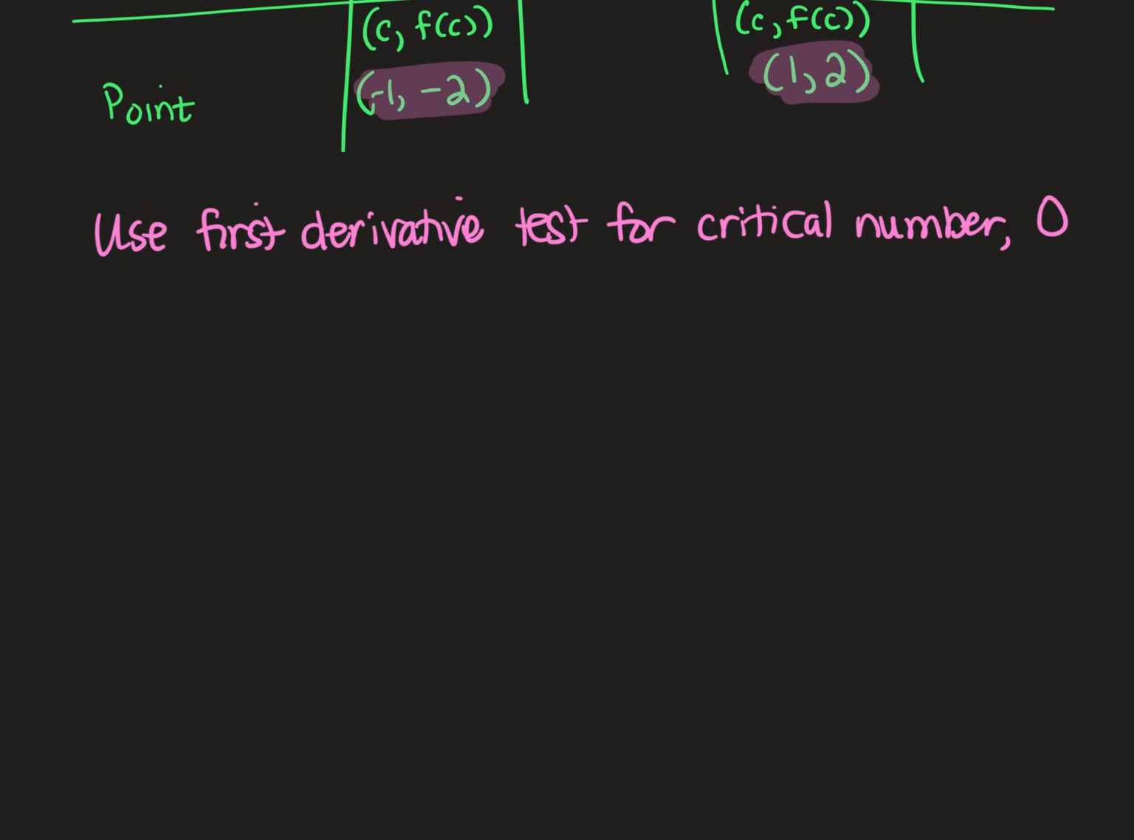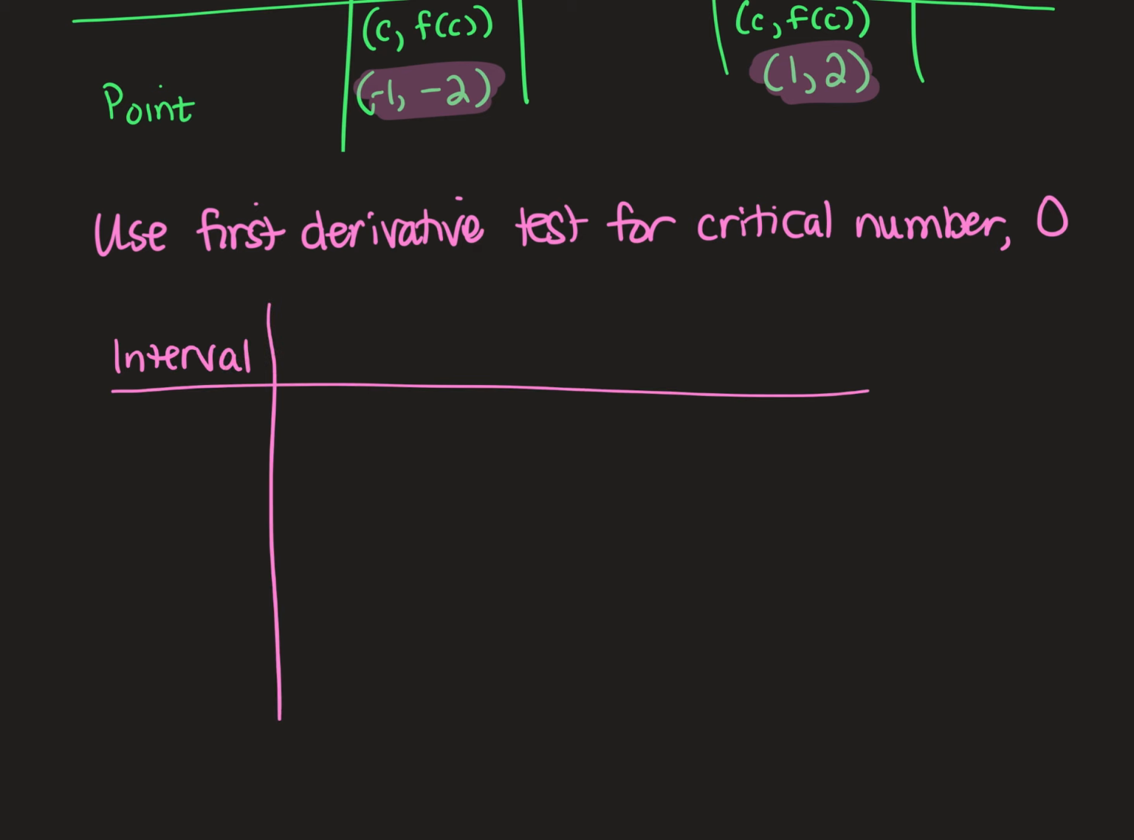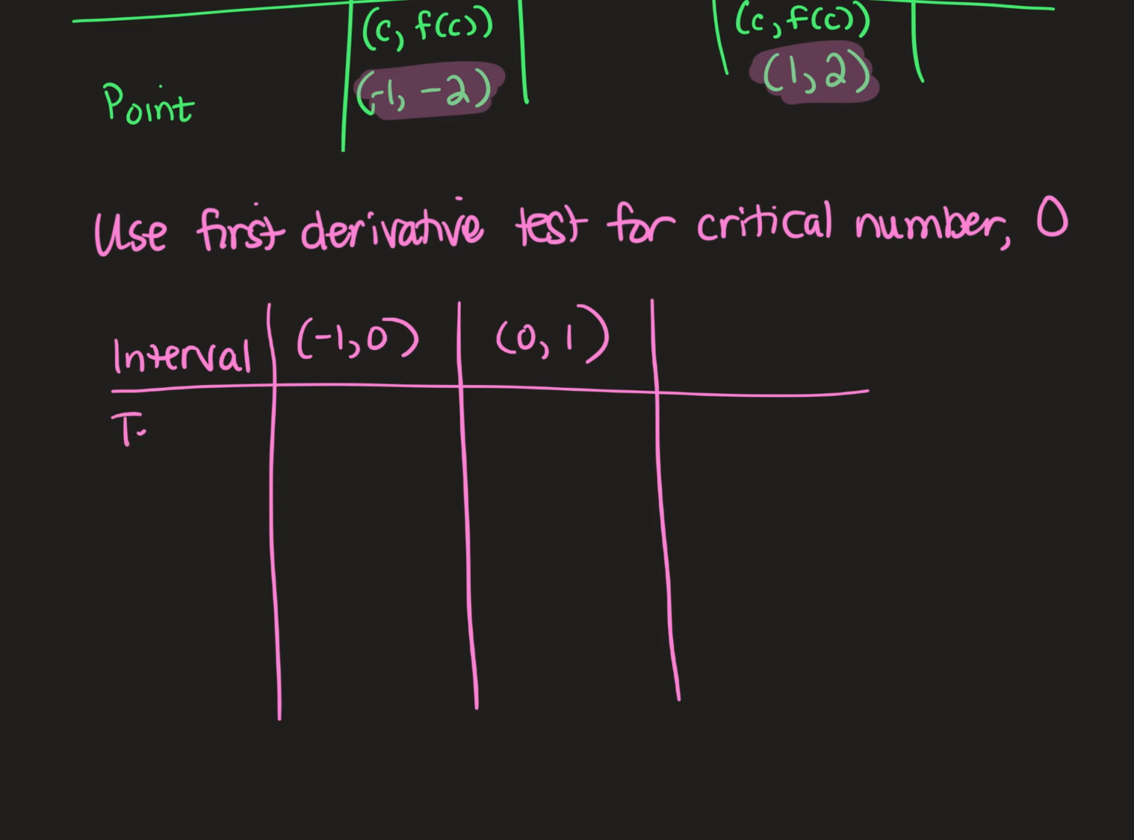So we set up our table, we say, what's the interval? So in this case, our intervals are, like I said, from -1 to 0. So we're only looking at what's happening around 0, right? So I don't need to worry about anything else. So from -1 to 0 and 0 to 1, those are our intervals. So we pick a test value. Maybe I pick -1/2 and +1/2.